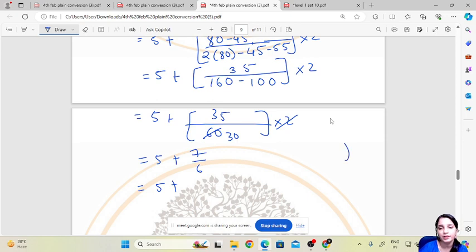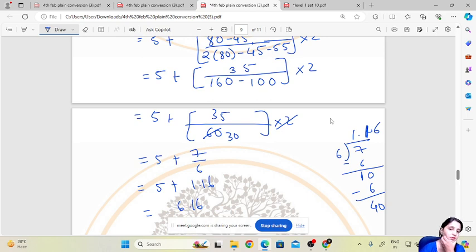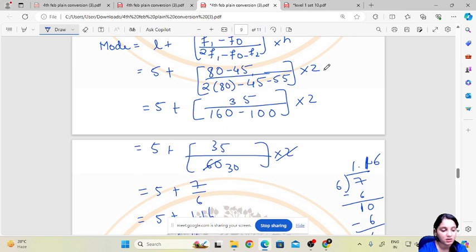Which is roughly 1.16, and this will be 6.16, your rough mode. Okay, so the modal agriculture holdings of the village is 6.16.